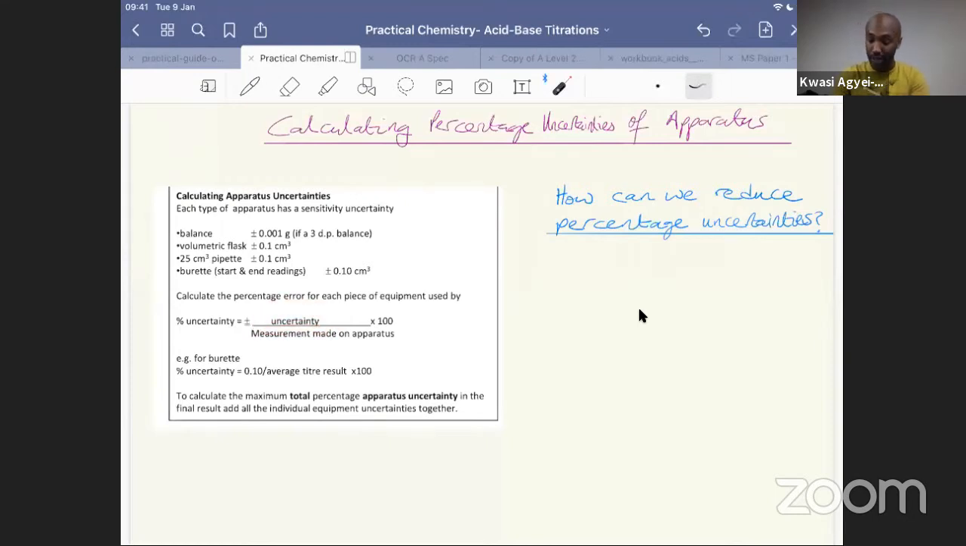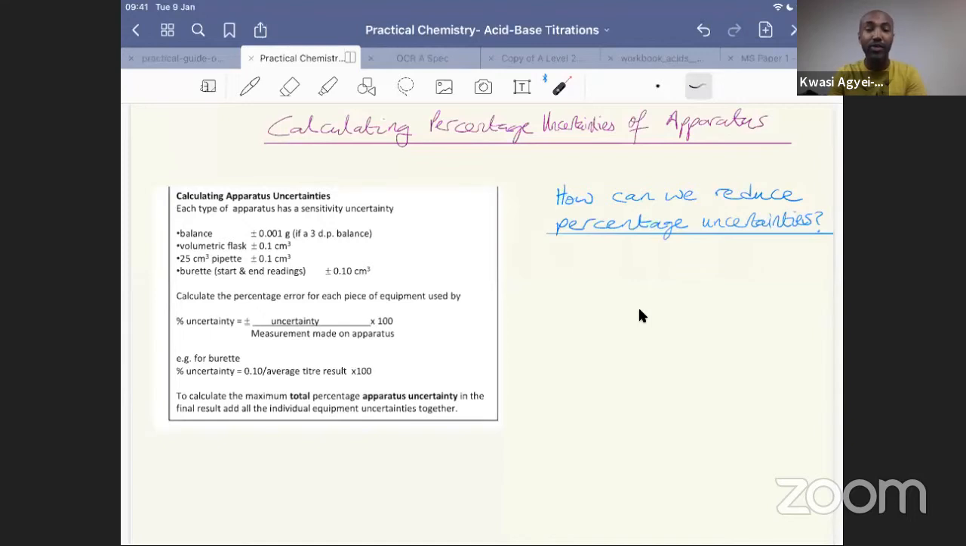You might also decide, well, let's do something to affect this bottom measurement here. So if we were doing a titration and we wanted to reduce the percentage uncertainty for the burette, we might therefore choose to use a more concentrated solution in our conical flask, which would lead us to use a greater volume in our burette. So we would be wanting to increase the average titer significantly so that this term becomes a bit bigger, and so that we reduce the percentage uncertainty when we do that calculation.